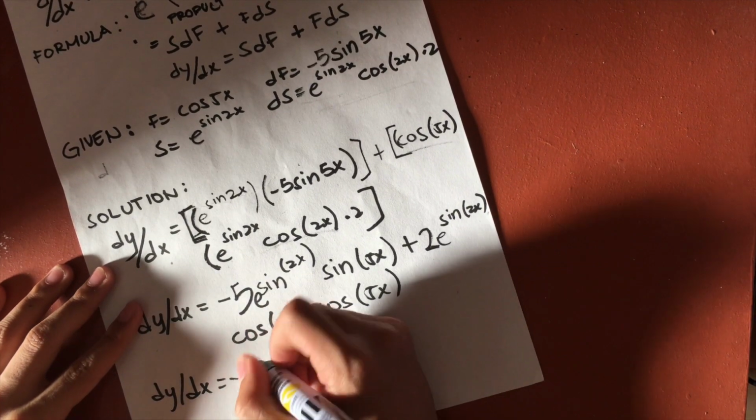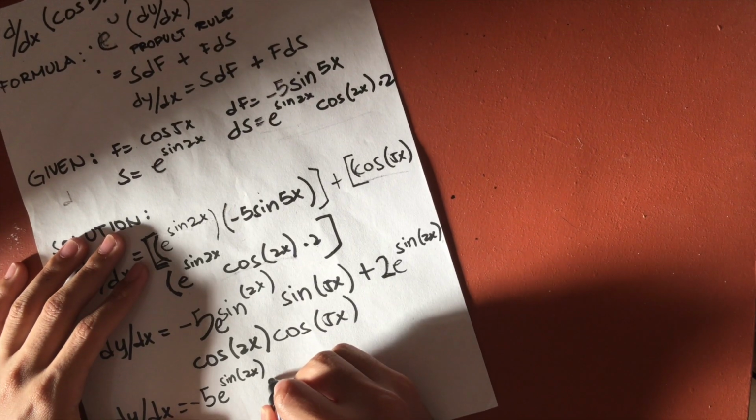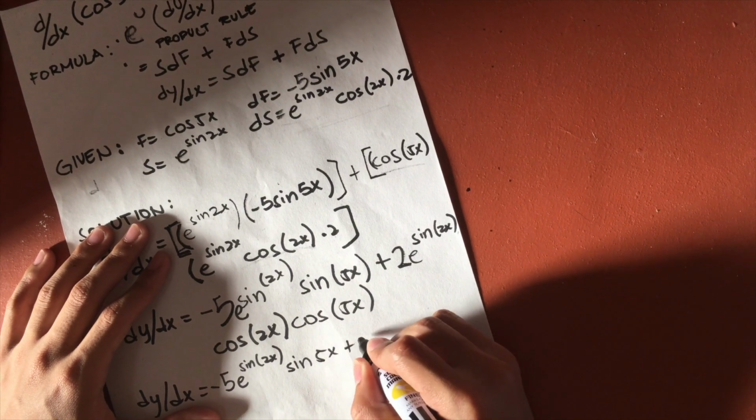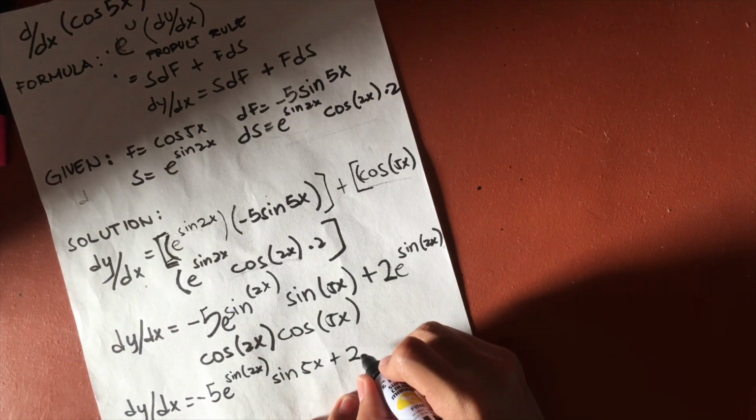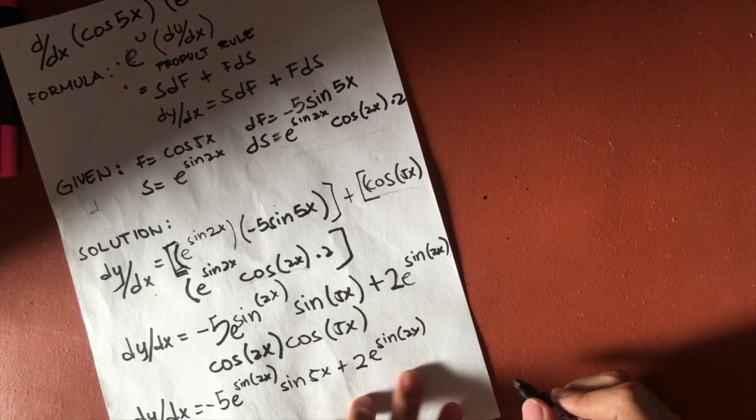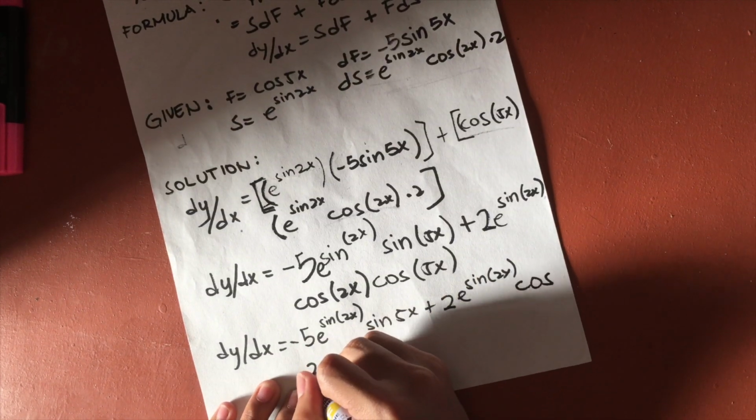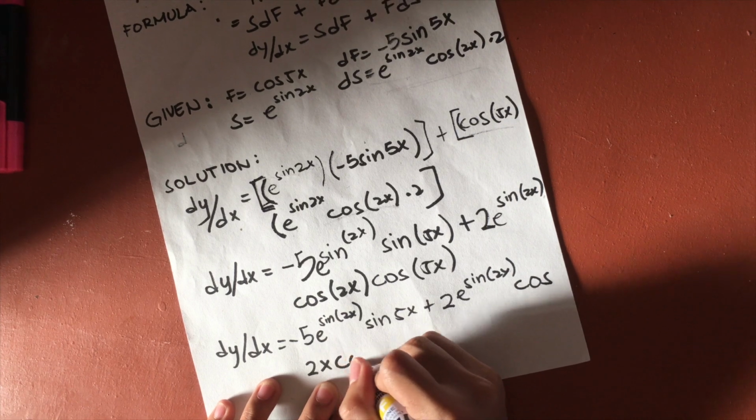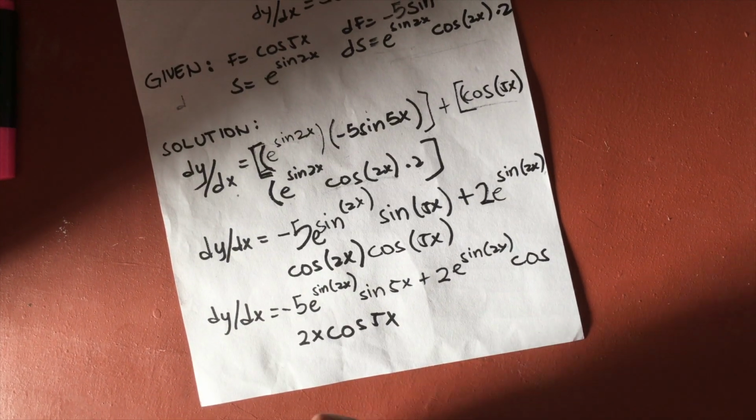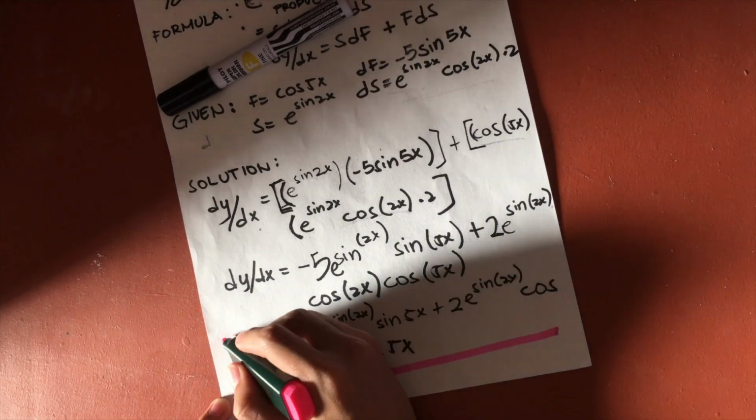negative 5 e^(sin 2x) times sin 5x plus 2 e^(sin 2x) cos 2x cos 5x. Now we have solved the second problem in the simplified form.